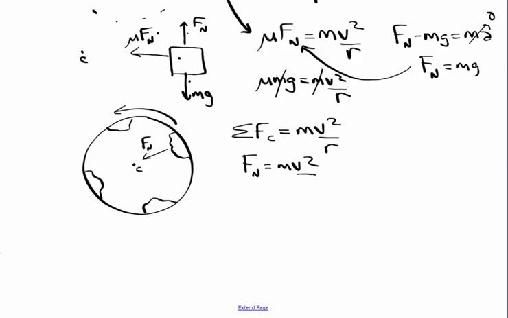mv squared over r. So what we've seen is that tension can make things go in circles, friction can make things go in circles, normal force can make things go in circles. So they can all act as a centripetal force.